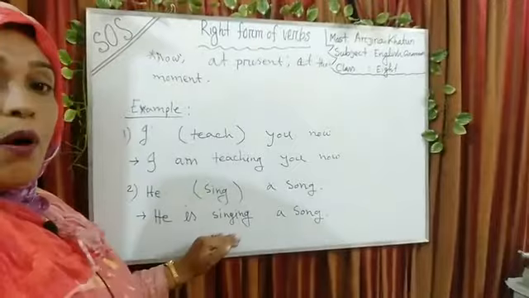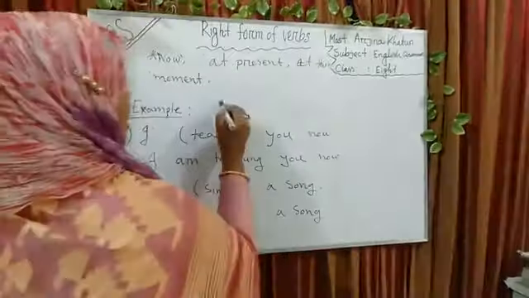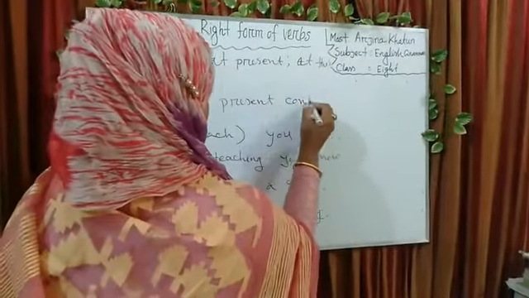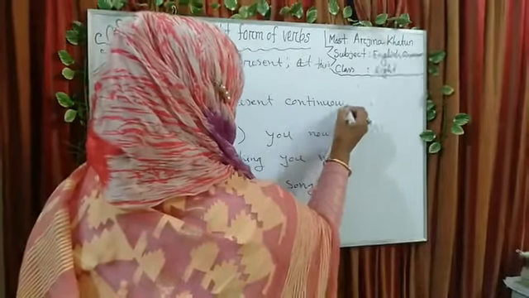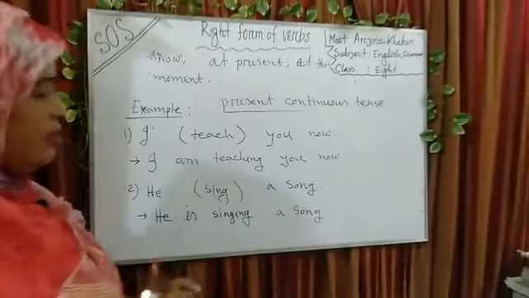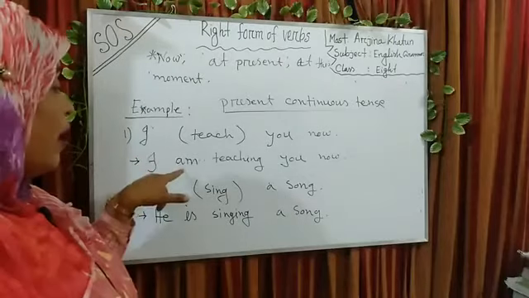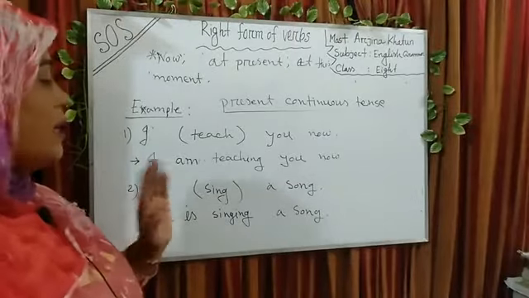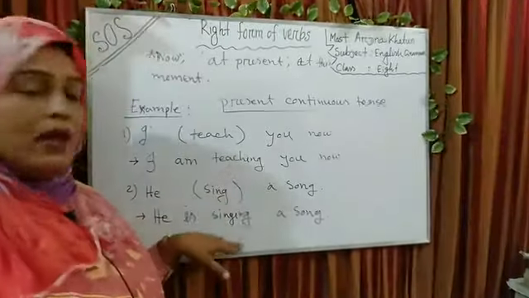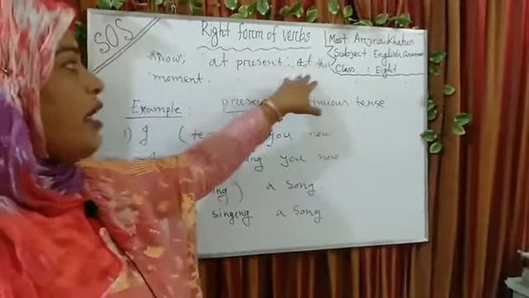Every sentence is present continuous tense. Present continuous tense uses the helping verb am, is, are, adding ing with the main verb. Okay, dear learners, and the time mentioned is now, at this moment, at present.